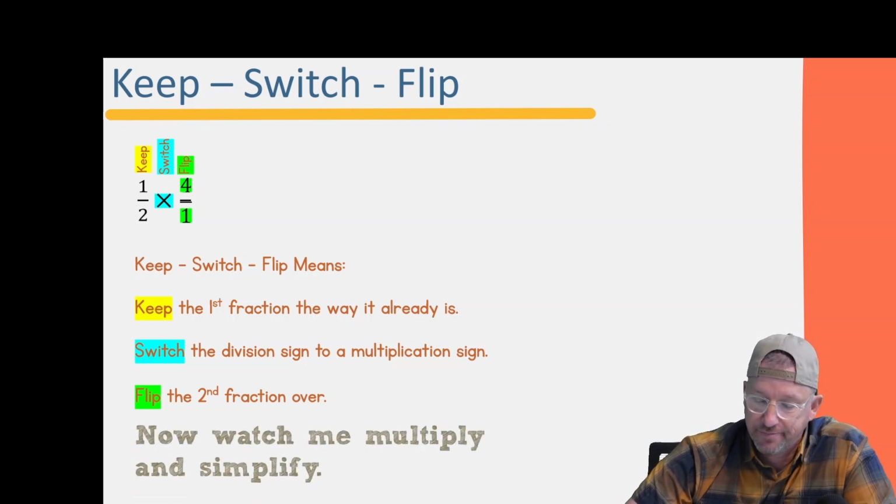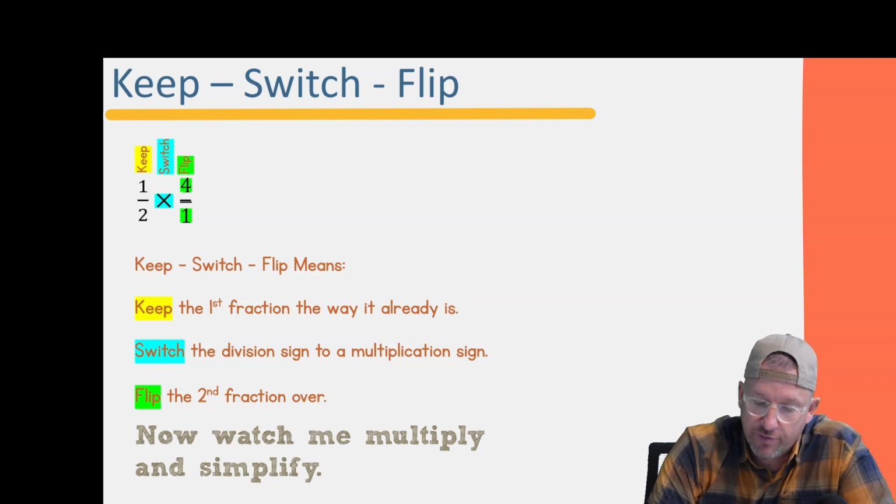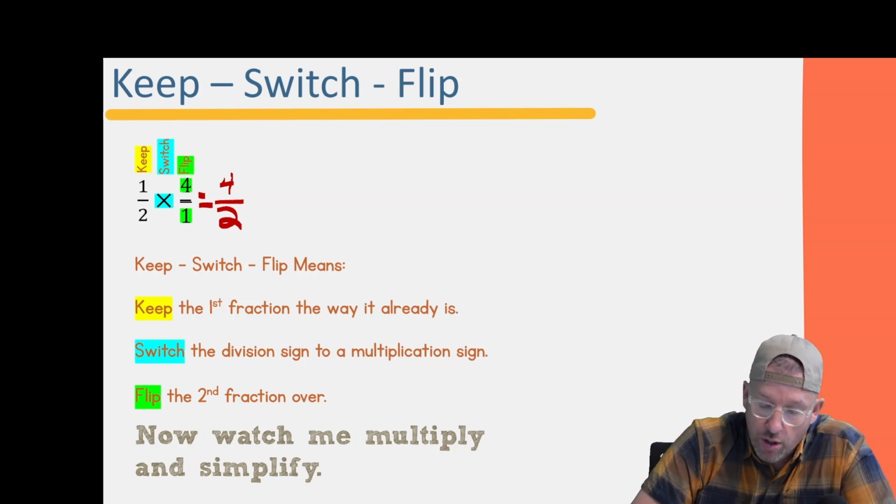Now we've got ourselves a beautiful multiplication problem that we can simply multiply straight across. What's 1 times 4? That is 4. And what's 2 times 1? That is 2. Can we simplify that? Well, we can. One way is to ask what's 4 divided by 2? Or we can ask, is there a number that goes into 4 and 2?